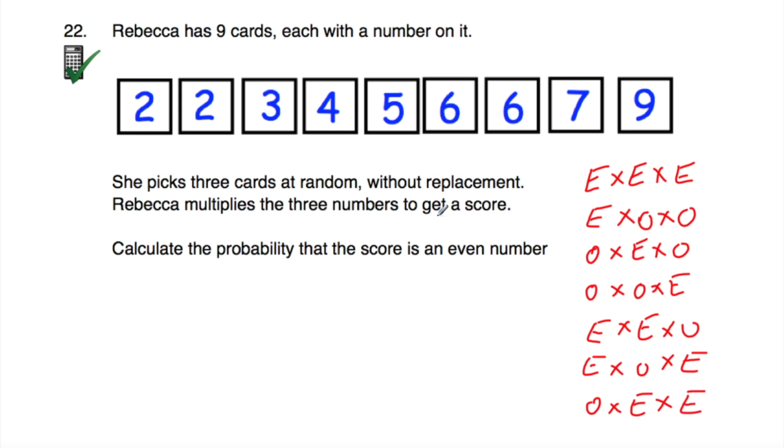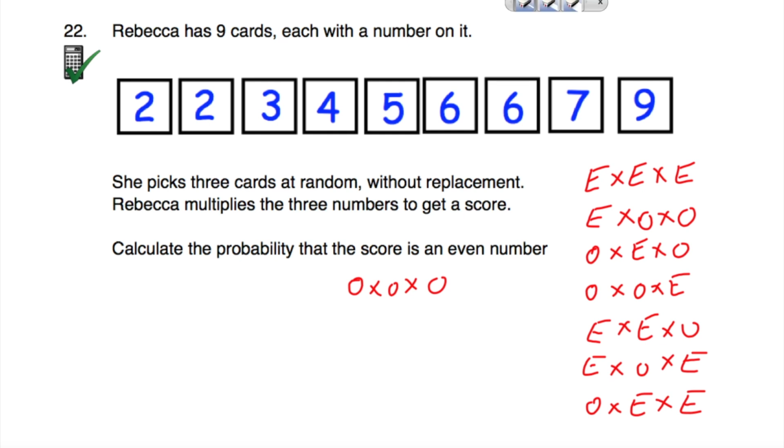However, there's only one way to get an odd answer. The only way to get an odd answer would be an odd times an odd times an odd. All 3 numbers would have to be odd in order for Rebecca to get an odd answer. So instead of doing all these probabilities, what I'm going to do is find the probability that Rebecca gets an odd answer, and then if I do 1 take away that answer, that's then going to tell us the probability that she gets an even answer. So let's do that.